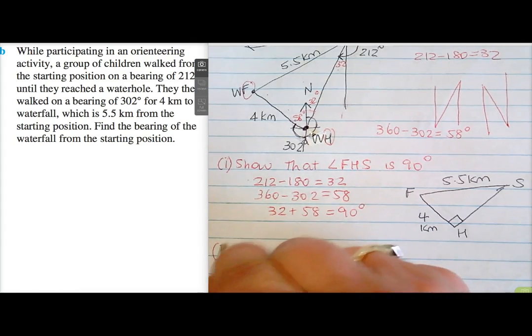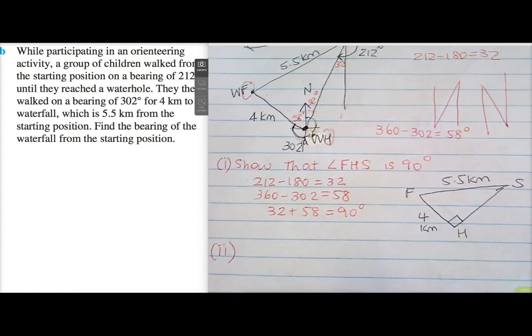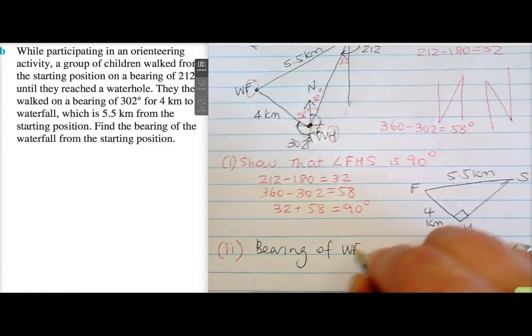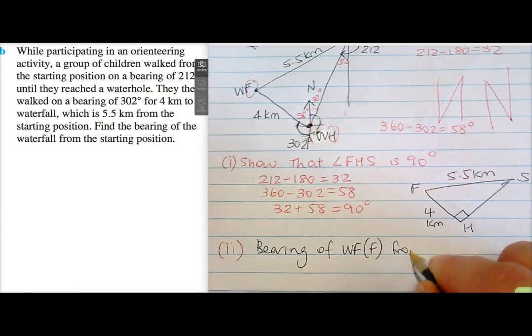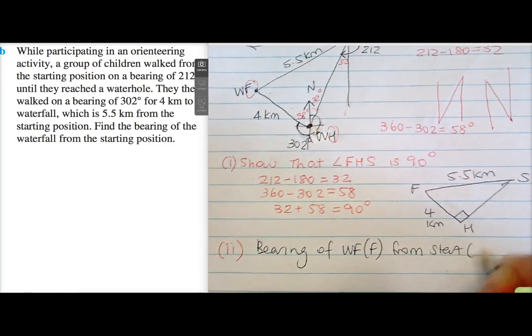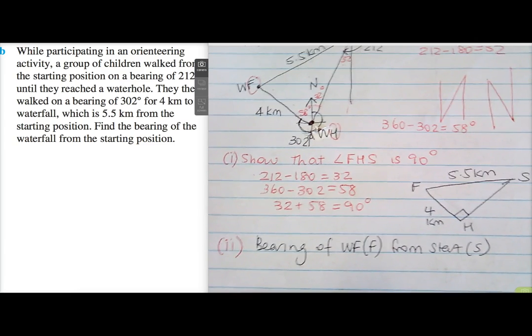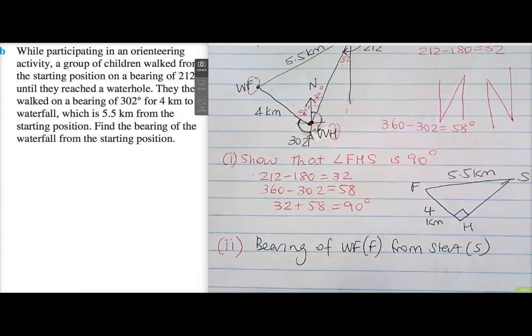Part 2, I want the bearing of the waterfall from start. Bearing of the waterfall, which is F from S, the start position. Yep. It's an idea. If you show it on the diagram, I'm happy. Okay?